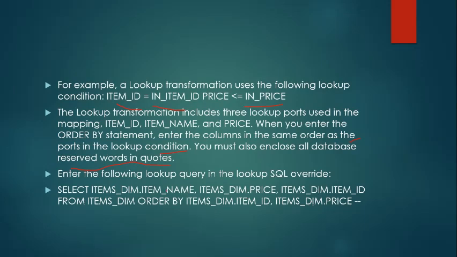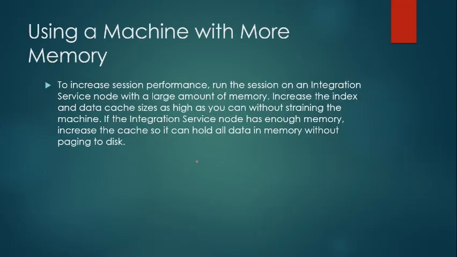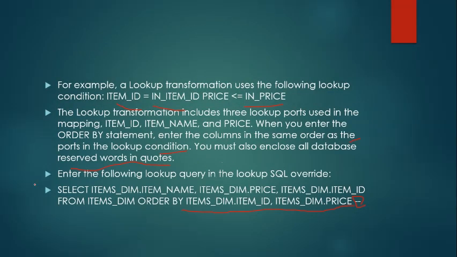Suppose here I used three columns, but I am going to order by only two columns, right? And after that use the two dashes. Then this is the main standard of things, right? This is the important thing: how to write your query this way.